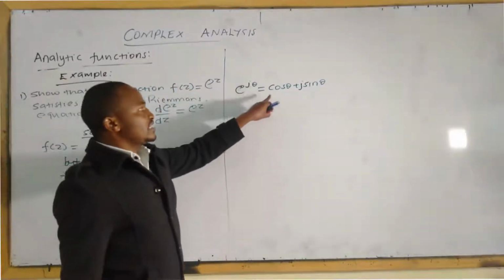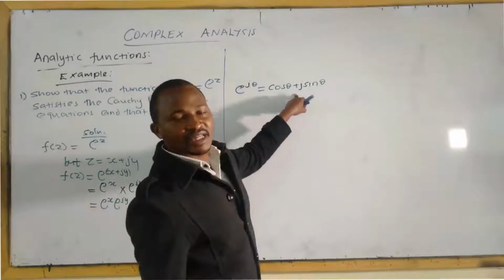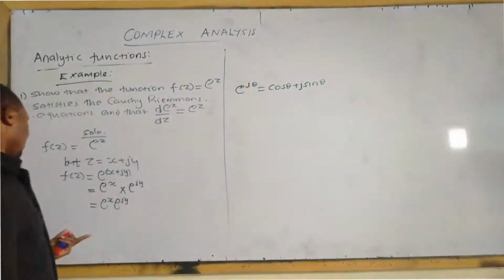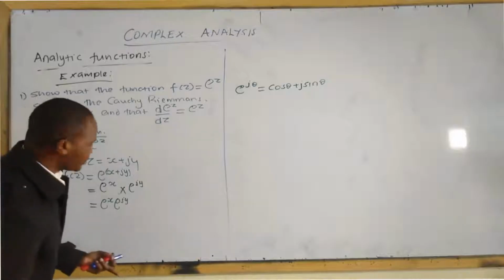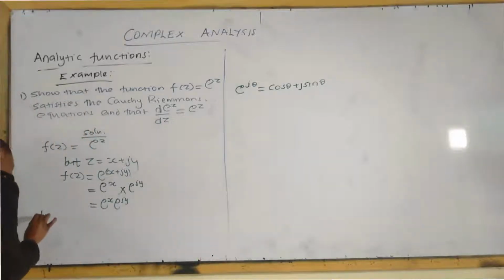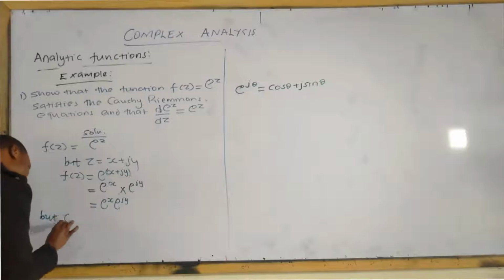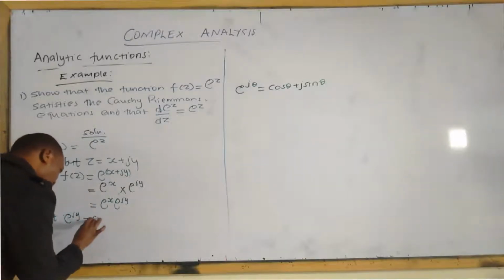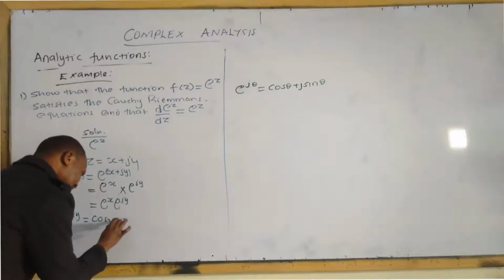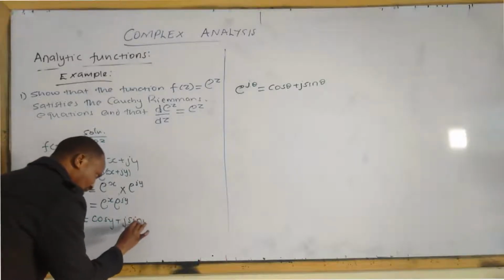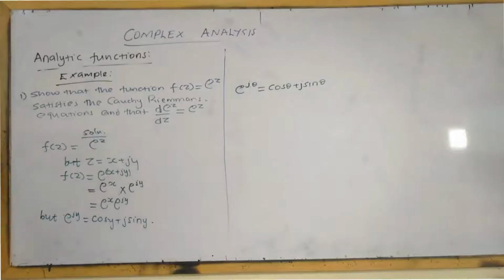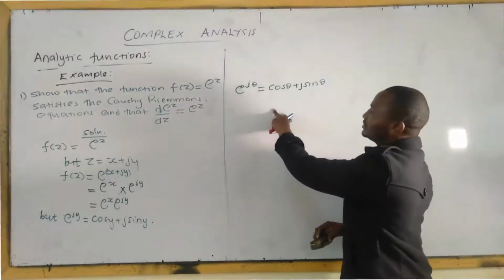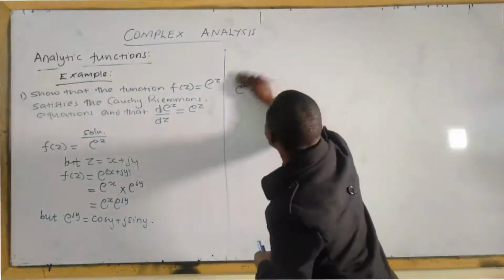Exponential j beta is equal to cos beta plus j sin beta. So it means, using the calculus equation, exponential jy is equal to cosine of y plus j sin y. You must have encountered this equation at some point in your lower levels.